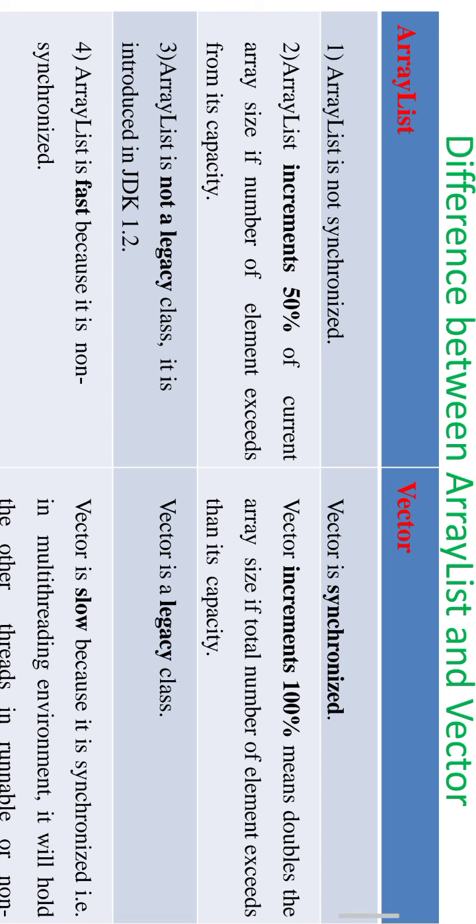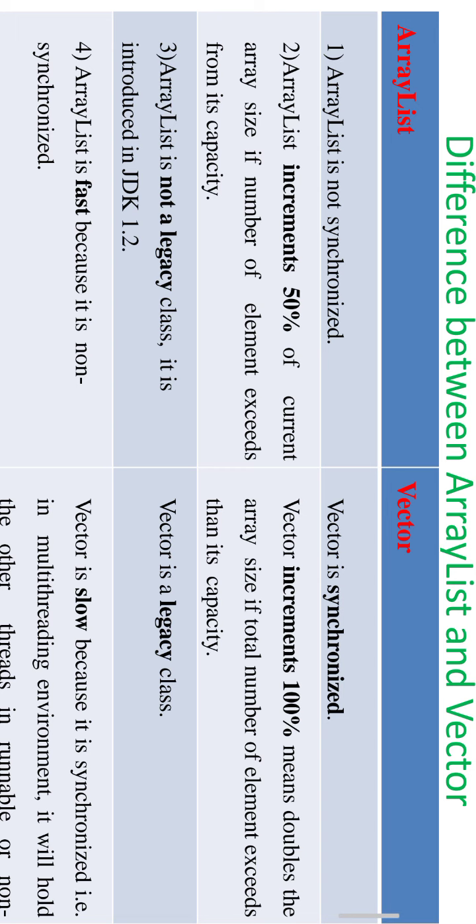Like that, vector also increments, but by 100%, which means it doubles the current array size. That means the current vector size is 10 elements, and it can allow 10 elements. Whenever I try to add the 11th element, it automatically increments its size to 20, because the current size is 10 and the incremented size is 20.